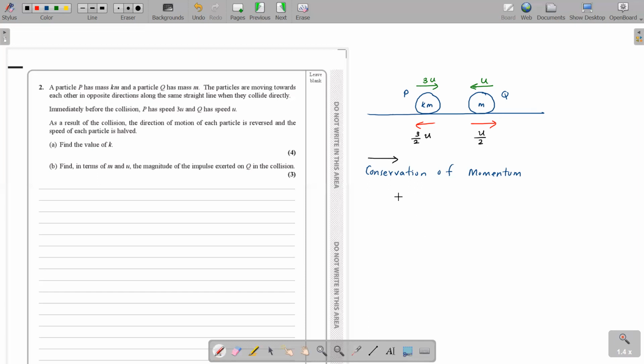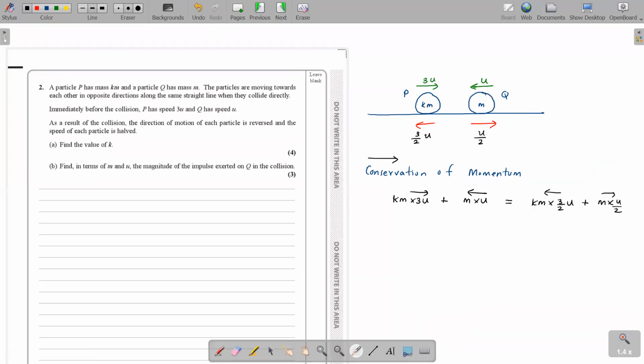So what is the initial momentum we have? Mass into velocity. Multiply the mass with the respective velocity. So Km into 3u, and that is forward, right? And the next one plus m into u, that is backwards. So this is initial momentum equals to final momentum. Who is final momentum? Km into 3 over 2u, that is backwards, plus m into u over 2, and that is forward. Do you see? Initial speed on this side, final on the other side.